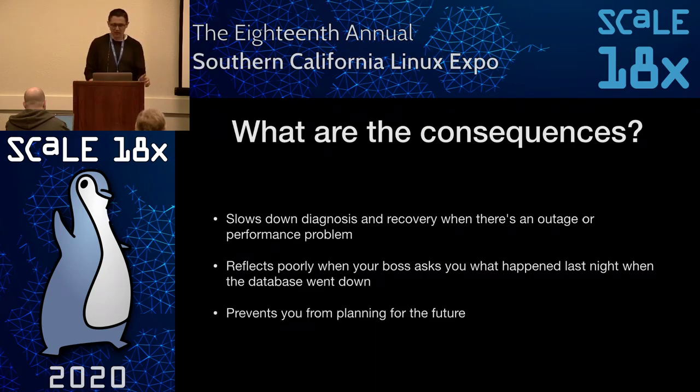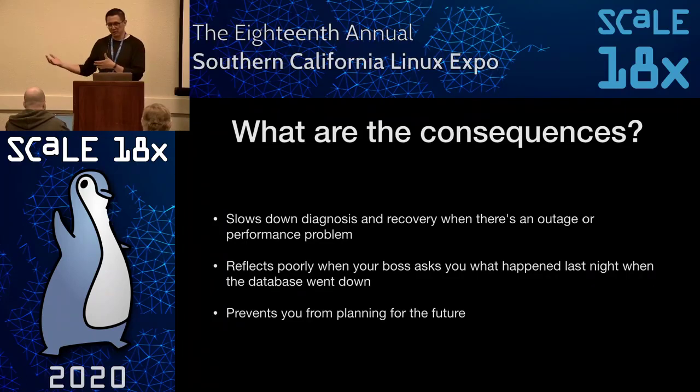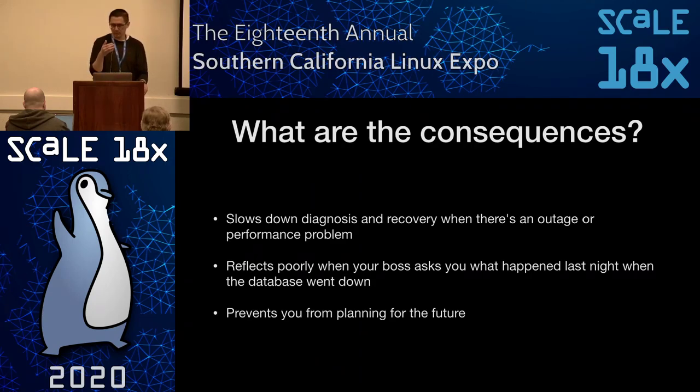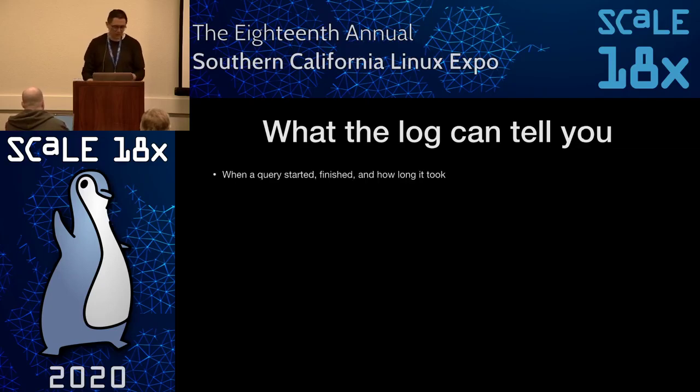Another consequence is that it prevents you from planning for the future. If you don't know that you have impending doom, you don't know that you need to buy new hardware. So having logging and stuff to look back on will allow you to properly gauge how much hardware you need to get and when you need to get it. Now, Postgres logging is actually very, very useful if you haven't used it before. It can tell you a lot of things. I'm just going to go through a relatively short list.